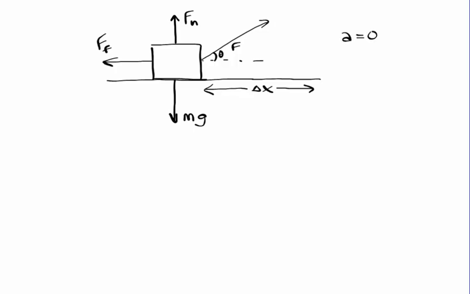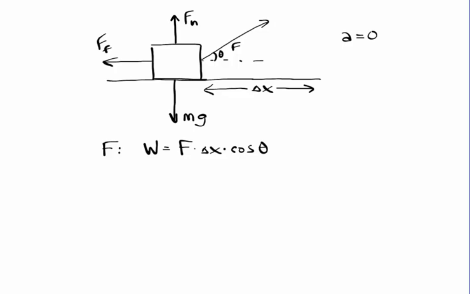Let's imagine that we're moving this box at a constant velocity, which means we have 0 acceleration. If we were to look at each force individually and figure out how much work got done, let's start with the applied force. In the case of the applied force, the work being done by the applied force would be the force times the displacement times the cosine of that angle that's between them. And you get some value.